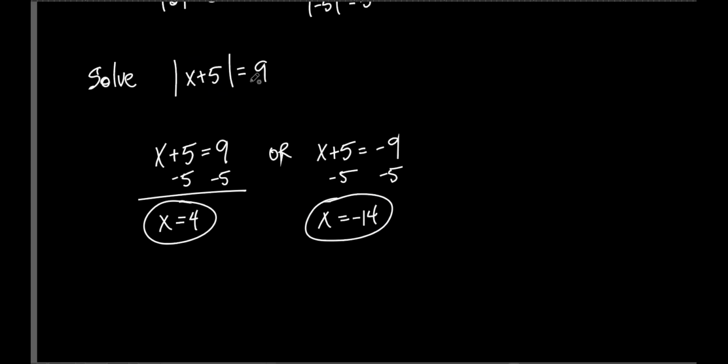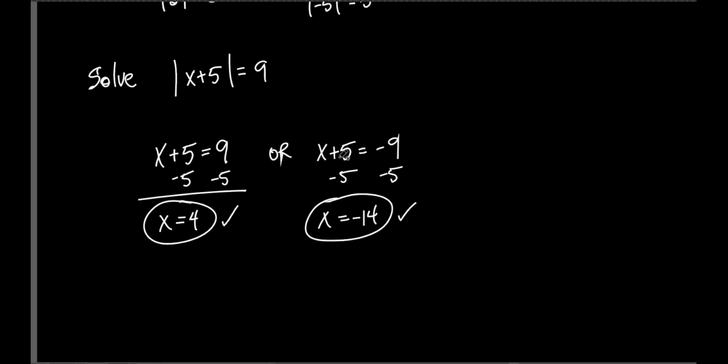All right, put a 4 in here. That's easy. 4 plus 5 is 9. Absolute value of 9 is 9. So does that work? Yeah, that works. Let's put a negative 14 in for this. Negative 14 plus 5 is negative 9. But what's the absolute value of negative 9? It's positive 9. So this works as well, doesn't it? So you actually get two solutions for that equation. We're not used to getting that kind of stuff, but we do with absolute value.